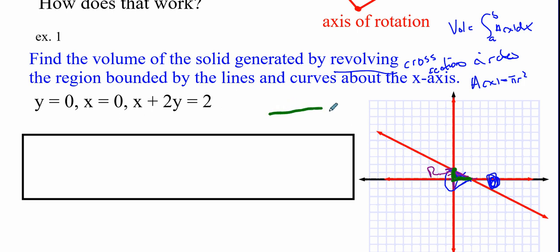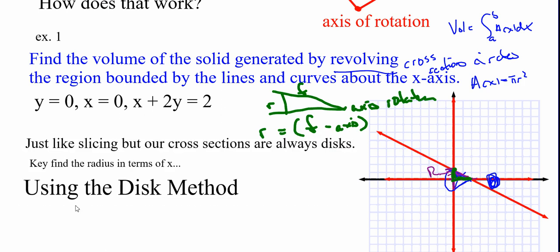So r is going to equal the distance from the axis of rotation up to the function, depending on what that is. In this case, here's our r, here's the function, here's our x rotation. We're going to take upper minus lower, so f minus our axis, and that's what r is going to equal. You have to put it in terms of x. Now, what do you call this? In calculus, this is known as the disk method, because we're just using little circular disks.